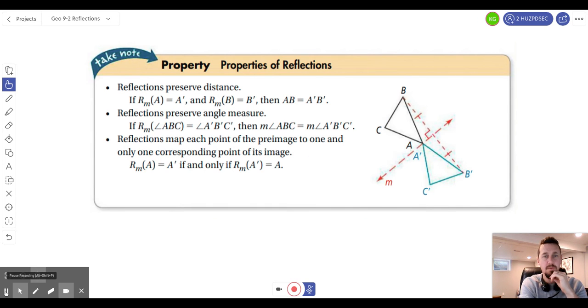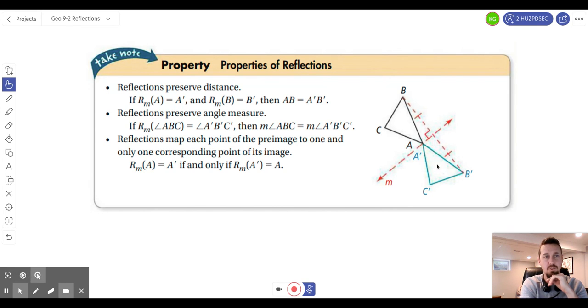So here are some of the important things you need to know about reflections. Reflections preserve distance, so they're always the same distance from the line. Like you can see here, B and B prime are the same distance from the line. The line connecting B and B prime is perpendicular to our mirror line, our M, and these marks are telling us that those distances are congruent, so this is a perpendicular bisector.